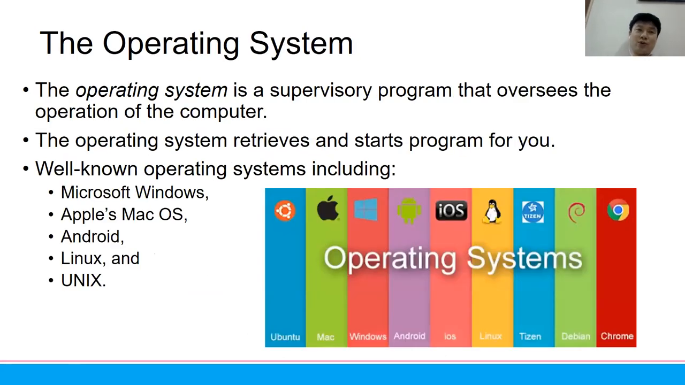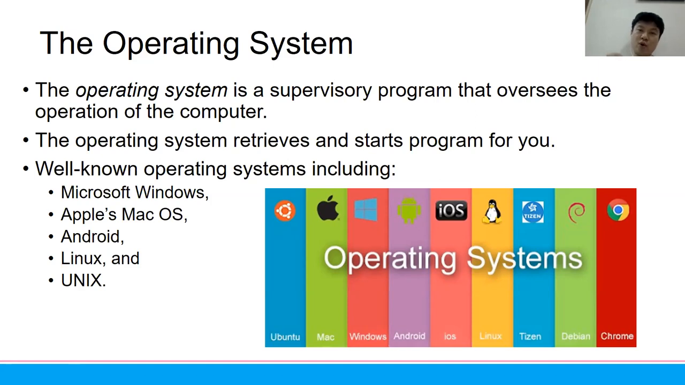And of course, when you are doing the programming language, it depends on the operating system. So what is an operating system? The operating system is a supervisory program that oversees the operation of the computer. When you have the operating system, it will have a relation. How can you retrieve the program? How can you start the program? So the operating system can be the determination to operate your program in a proper way.